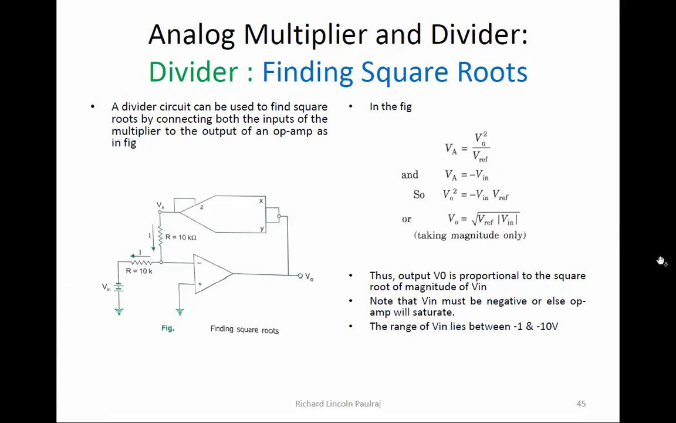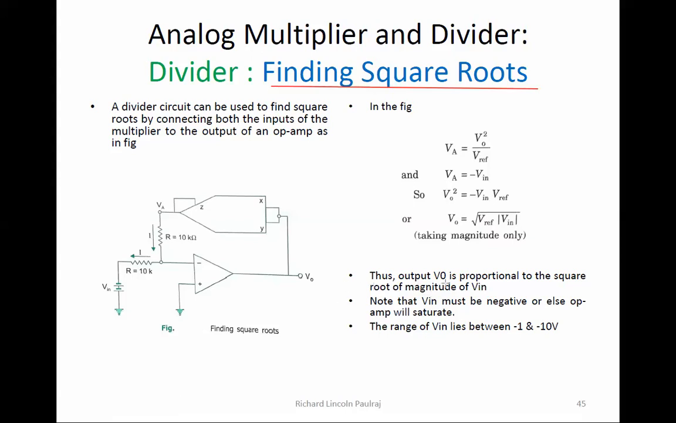As we all know, when it's a square and I want to remove the square, then I put a square root on the other side, right? So what are we doing here? We are trying to see that we are able to do a square root. So with the help of multiplier, you can see that multiple things are possible, right? Division is possible, finding square root is possible, squaring the values is possible, right?